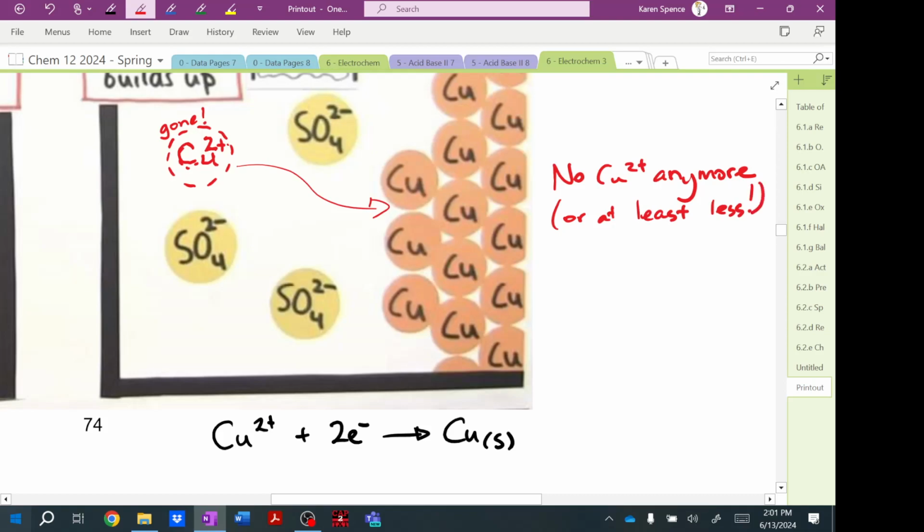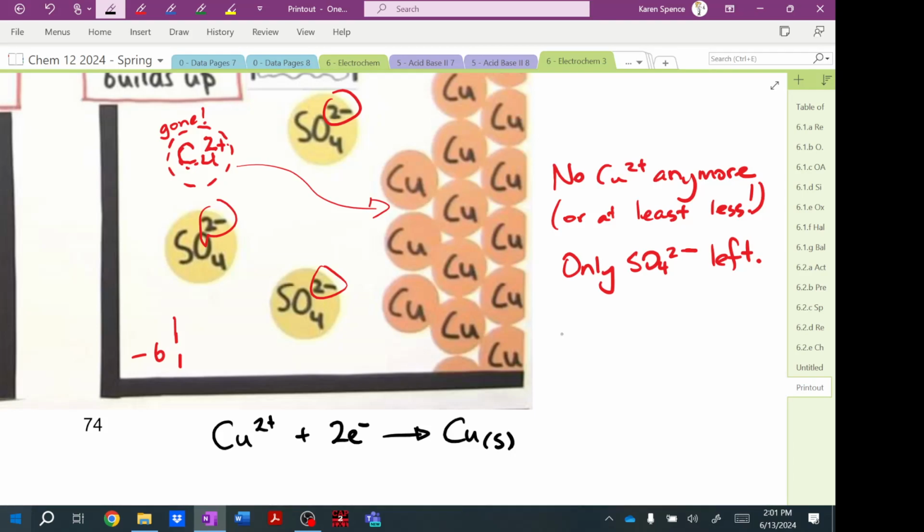So what is left now? Only SO4 2- left. So what is the overall charge? The overall charge is -2, -4, -6. Does nature like a buildup of negative charge? No. Nature hates a buildup of charge, whether it be positive or negative. Nature wants everything to be neutral, electrically neutral. All right?